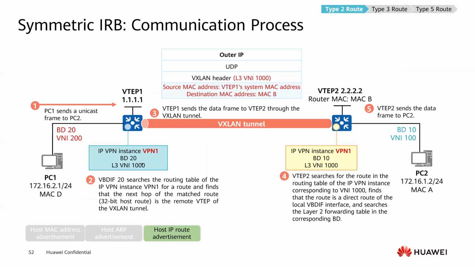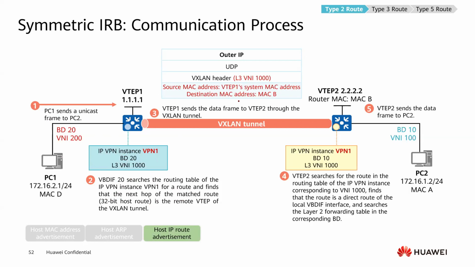So what is the communication process? PC1 will send the unicast frame to PC2, and then VTEP1 will search the routing table, just because VTEP1 is the gateway of BD10 and BD20. For routing, it finds that the next hop is a host route, and then it will try to encapsulate the packet into VXLAN.